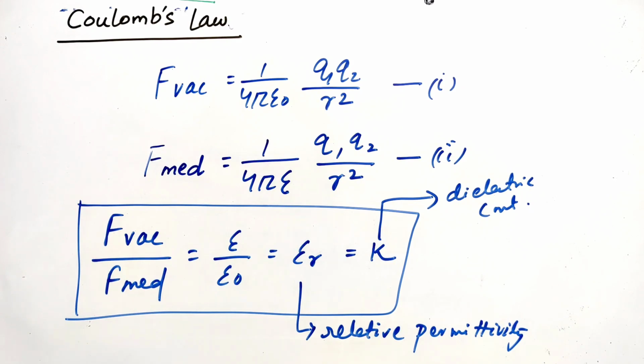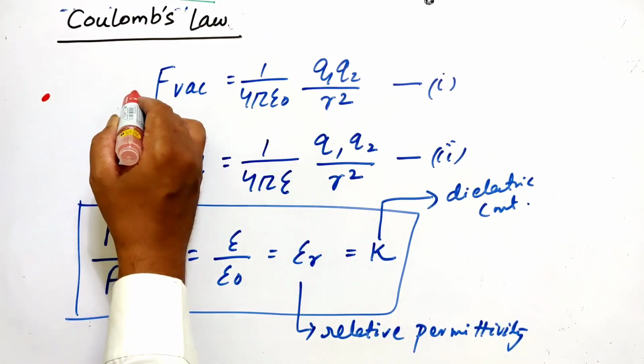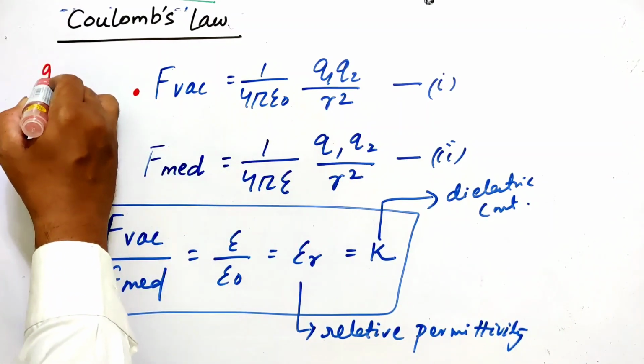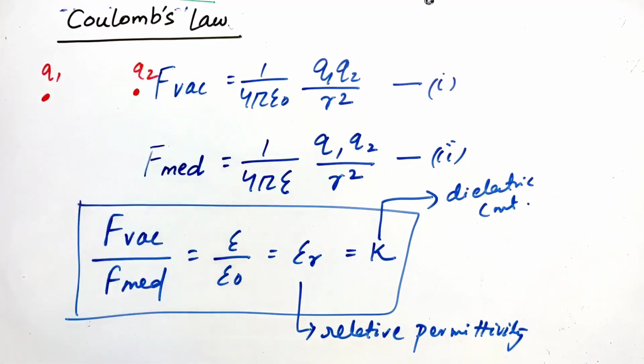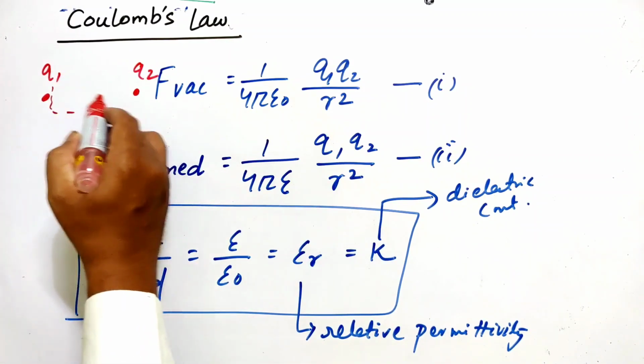So we'll discuss what exactly permittivity is, what is the meaning of permittivity. Here you see an example. Suppose two charged particles are present. Here is Q1 and here is Q2. Between these two charged particles, a medium is also present.